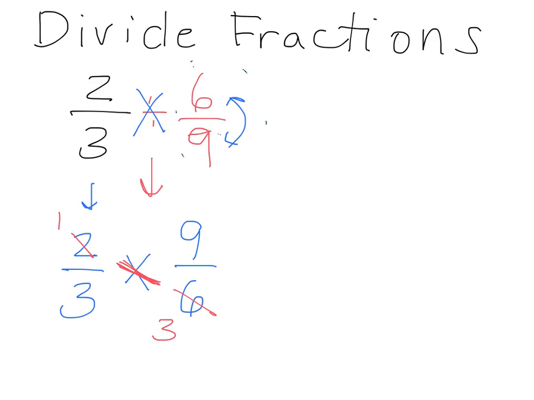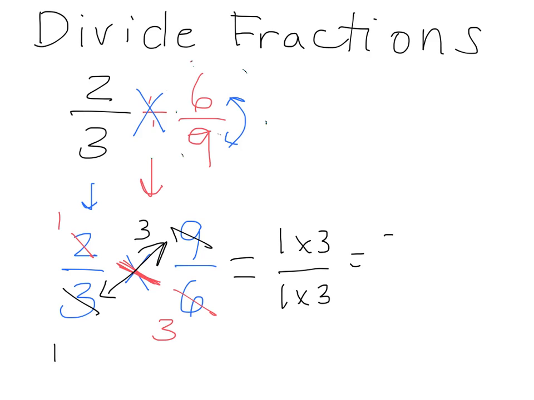Okay. Even better, these two are compatible. Let's divide them by 3. We now have a really simple problem on our hands. 1 times 3 over 1 times 3 equals 3/3, which equals the whole number 1. Okay?